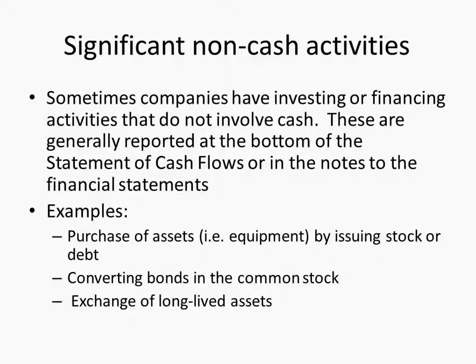say. Or you may exchange long-lived assets. You may exchange one property for another property, which you're kind of bypassing. You could have a property, sell it, and then buy another property, or you can just do some kind of like-kind exchange. So these are areas that have to actually be reported. They're considered significant non-cash activities, and they're usually reported at the bottom of the statement of cash flows.